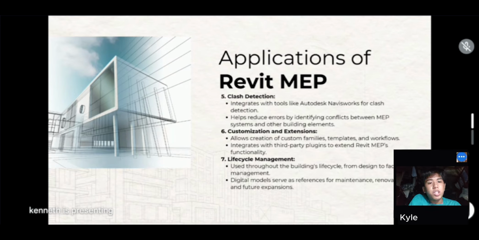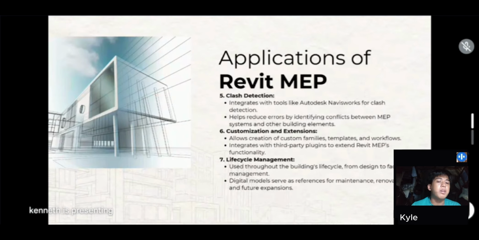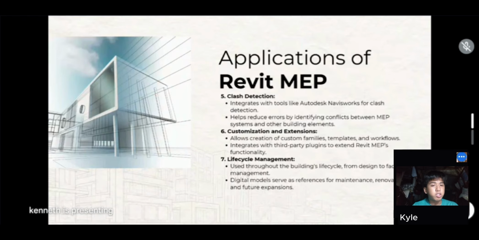Number 6 is customization and extension. Users can create custom families, templates, and workflows tailored to specific project needs. Additionally, integration with third-party plugins extends Revit MEP functionality. This is a great function of Revit MEP because we can plug in some of the tools that we need to create machines. Like for the HVAC, we can plug in some more apps that can help in building our machines in the future.